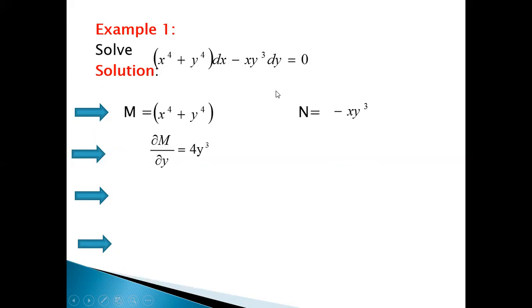Okay. Next step. Find del M by del y. So find the derivative of M with respect to y. The derivative of x raised to 4 is 0 and of y raised to 4 is 4y cube. Now the derivative of N with respect to x is minus 3y square. Here del M by del y and del N by del x are not equal. That's why our given differential equation is not exact.